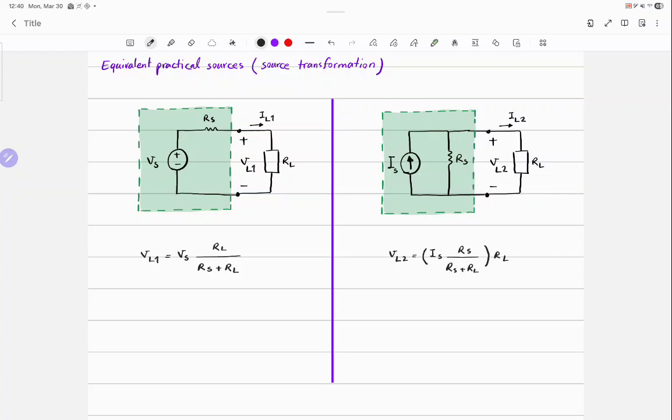Do you agree with that? Okay. So current division and RL. Or an alternative way is that, do you agree that VL2 is across RL and RS in parallel? So calculate the combination of them in parallel and multiply it by IS. That will give you the voltage. Okay? Both the same. I'm going to rewrite this like that.